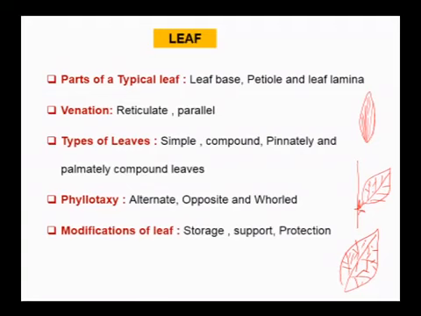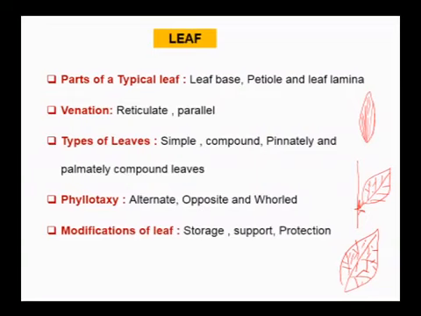So, venation is the arrangement of veins and veinlets on the leaf lamina. If the branches are parallel to each other, it is parallel venation. If the arrangement of veins and veinlets is in the form of a network, it is called reticulate venation. Parallel venation is usually found in monocot leaves and reticulate venation is usually found in dicot leaves.